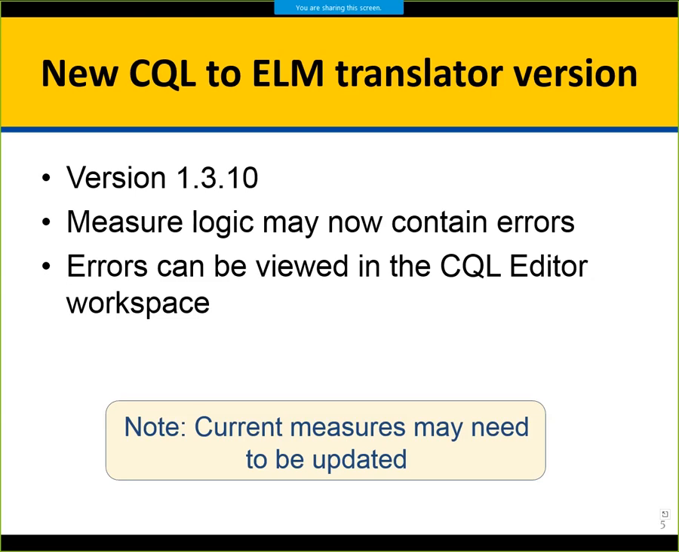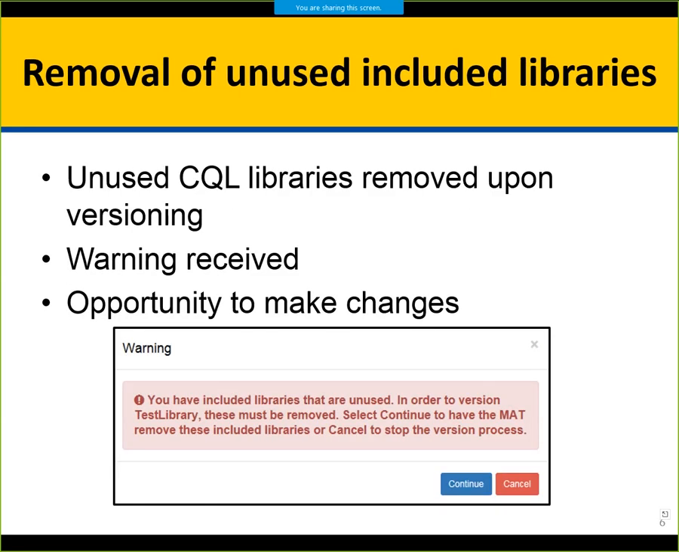The MAT will now notify the user if there are unused included libraries in the measure when versioning. If unused CQL libraries are included, you will receive a message telling you that the MAT will remove these upon versioning. You then have the option to continue to have the MAT remove them for you, or you can choose to cancel the action and go back and make changes to your CQL library that may include the addition of any unused included libraries before versioning.